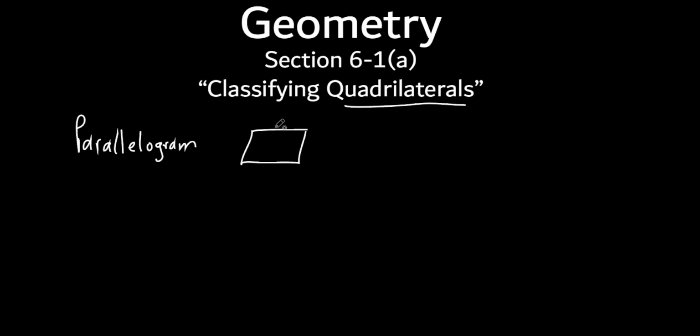It's a quadrilateral, which means it's got four sides, but with what specifically? Both pairs of opposite sides are parallel to each other. Because look in the word, parallel, right? It's a parallelogram, so it's a figure that has something to do with parallel. So what's parallel? The opposite sides. So you've got two pairs.